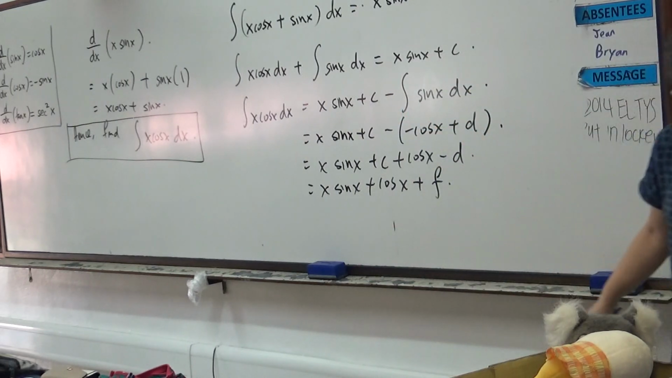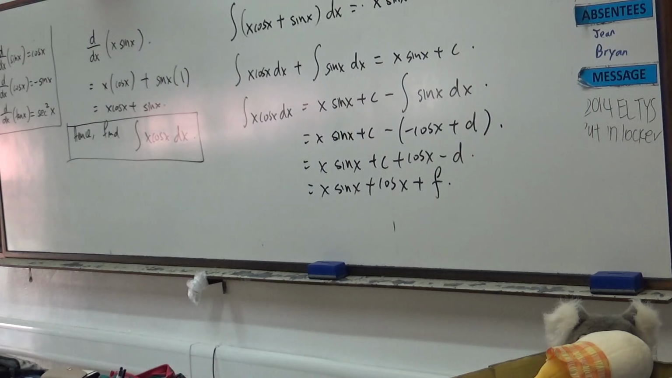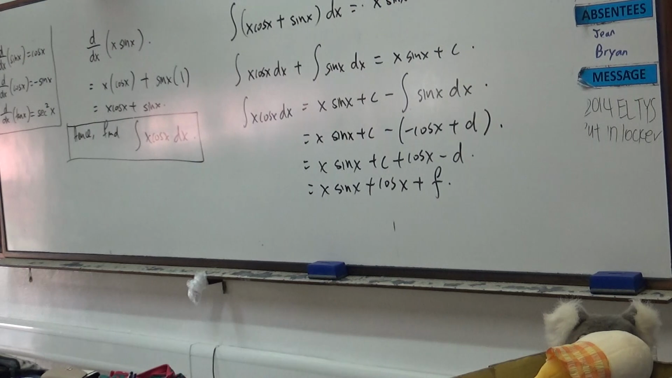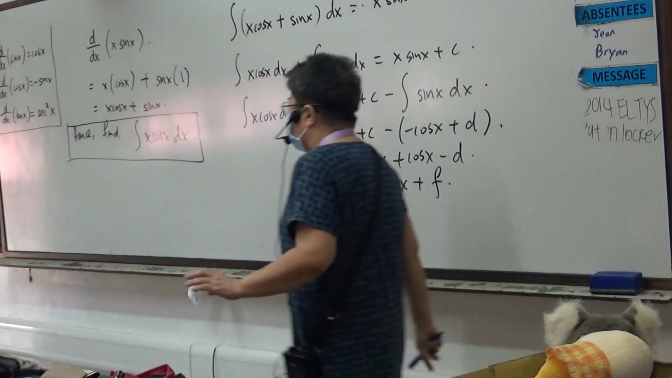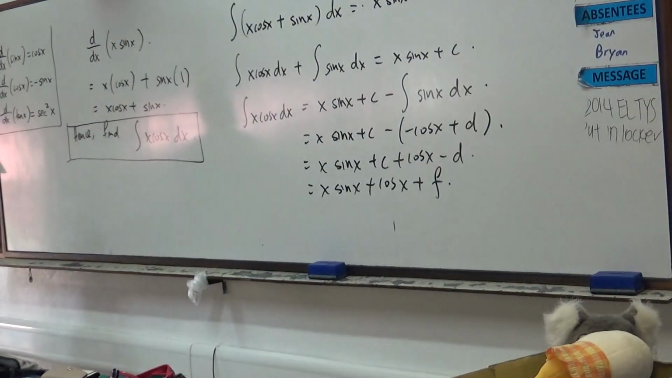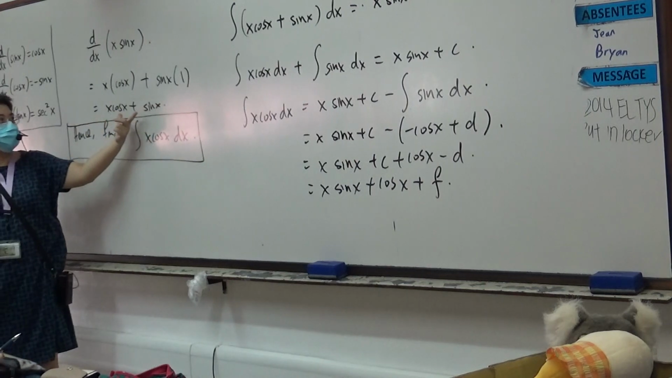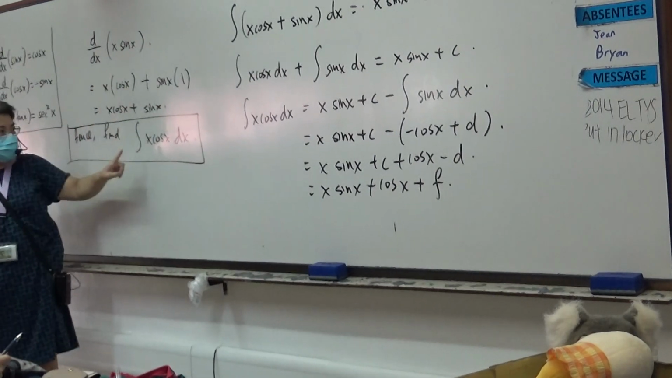So when I integrate this, I will get x sine x plus cosine x plus C. That's how we do it. Can you see what I'm talking about here? They ask you to differentiate this, then you get this. That means when I integrate this, I will get this, right? But they want you to find this.